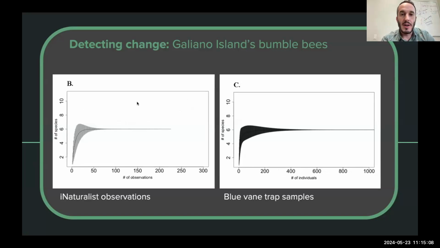Importantly, the curves generated from iNat and blue vane sampling both converged on the same estimate of species richness, demonstrating that both sampling methods were sufficient to estimate richness in the present community and to detect change with reference to the historical baseline.